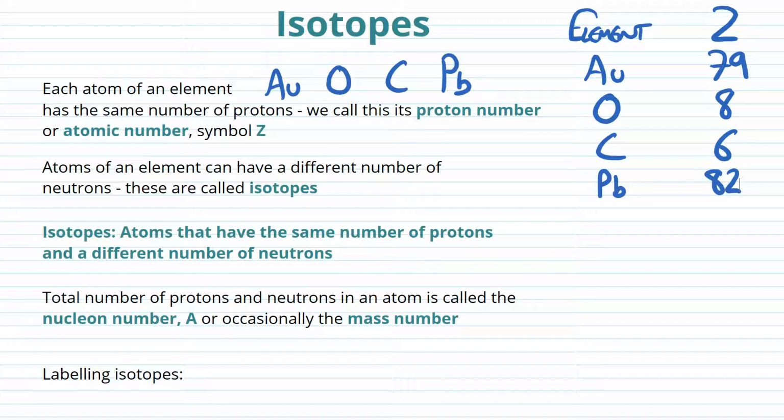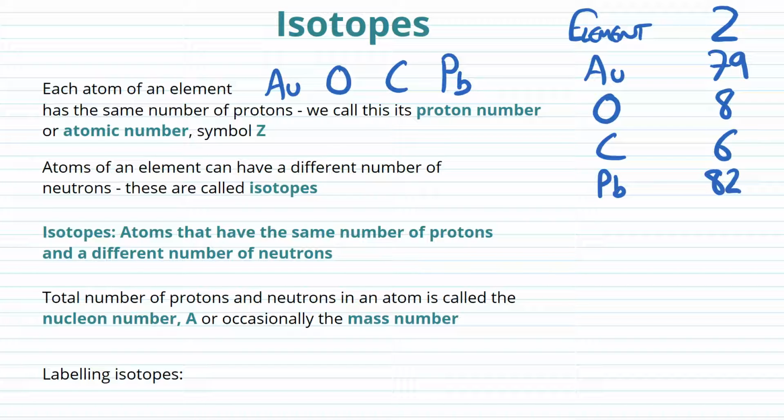We say that the total number of protons and neutrons in an atom is called the nucleon number, A, or occasionally the mass number. We call it the mass number because it is almost numerically equal to the mass of the atom in relative units, where the mass of a proton or neutron is approximately 1, as we talked about on the last page.